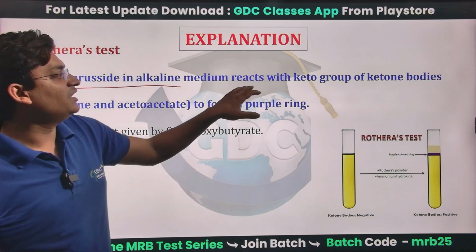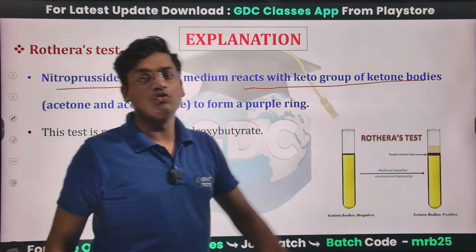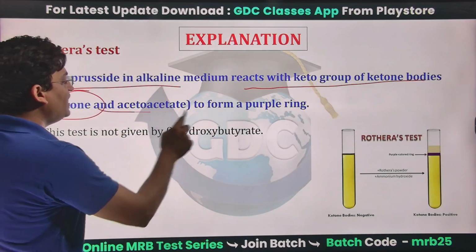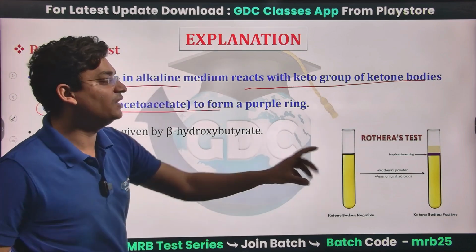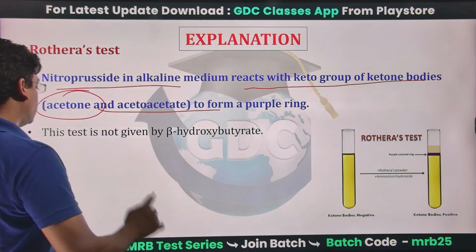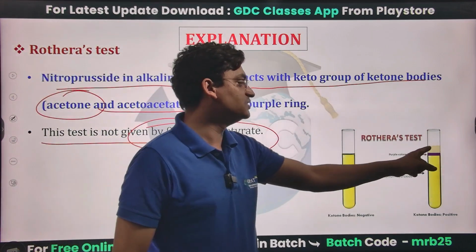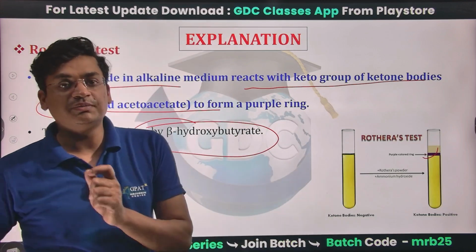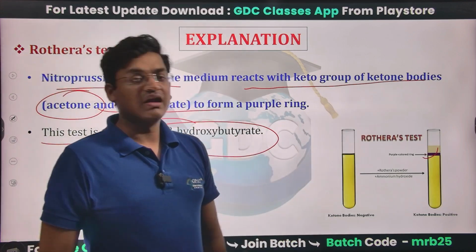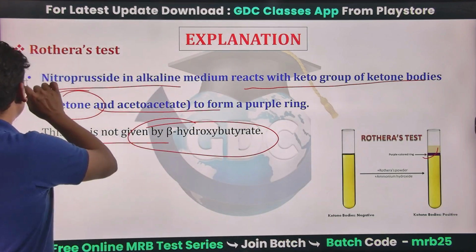Nitroprusside in alkaline medium reacts with the ketone group of ketone bodies, acetone and acetoacetate, to form a purple ring, and this confirms the presence of ketone. This test is not given by beta hydroxybutyrate. If the ketone is present, then only a purple color ring will form during this test.